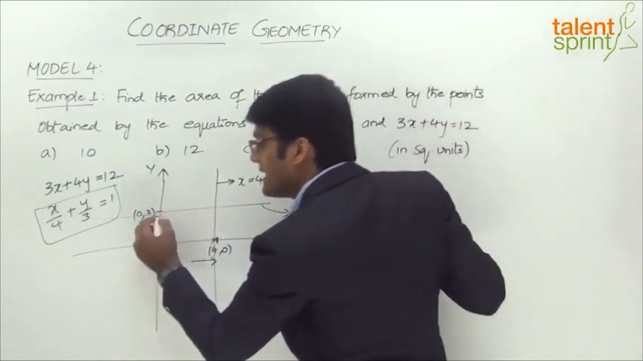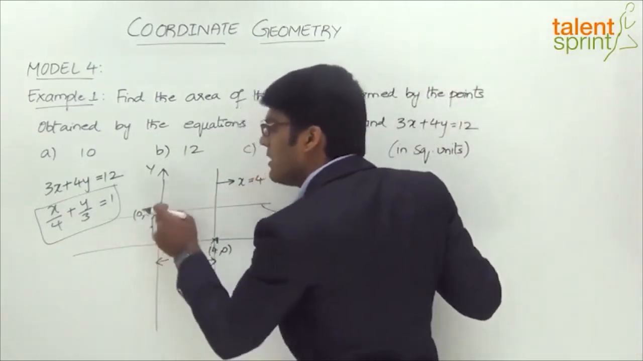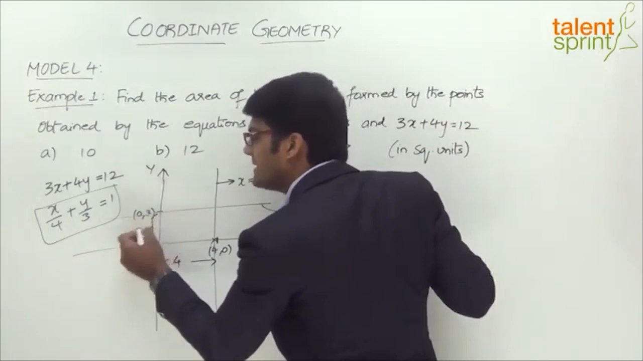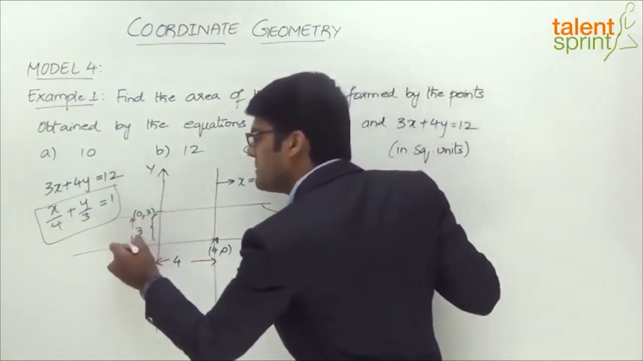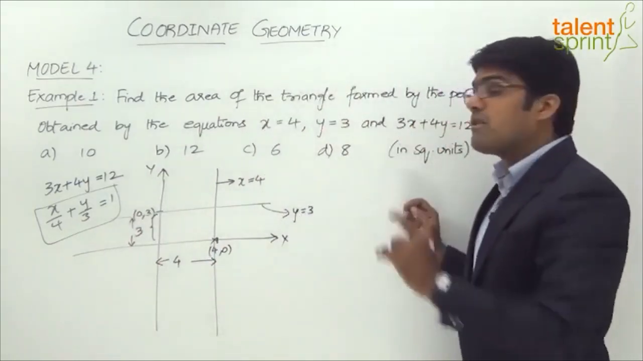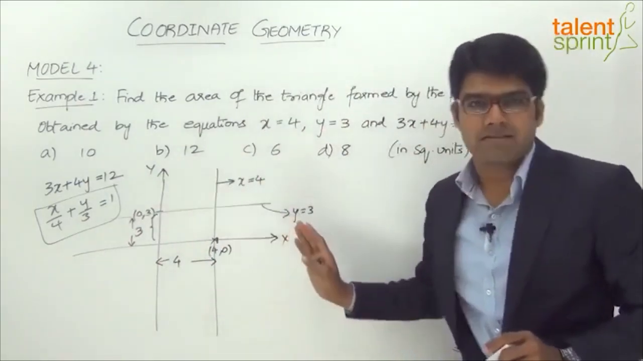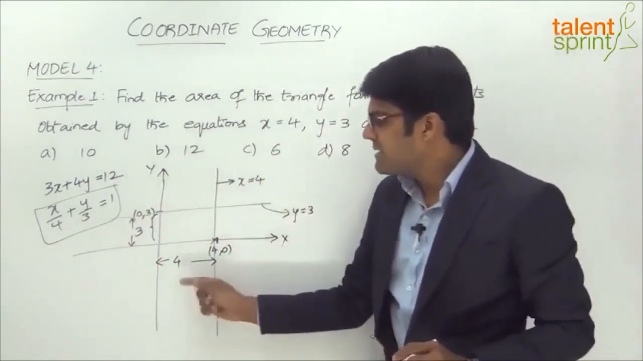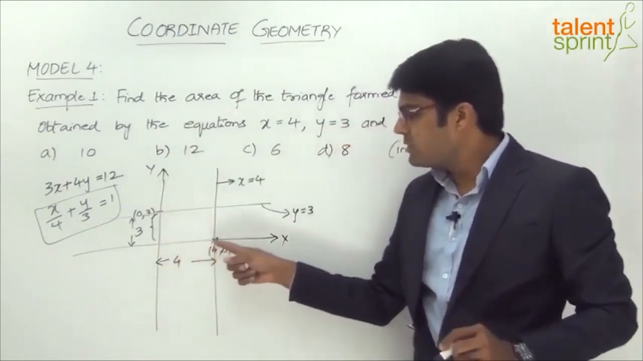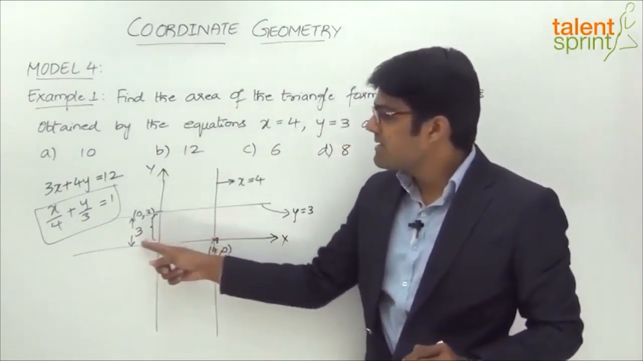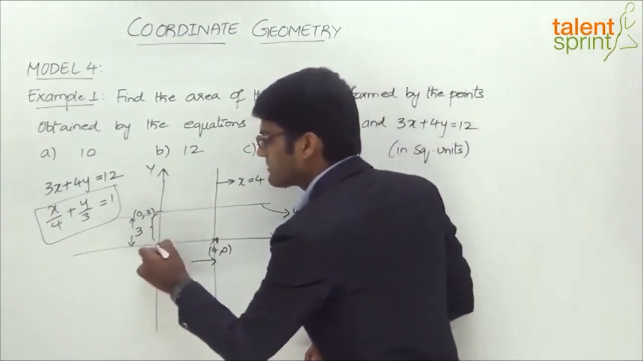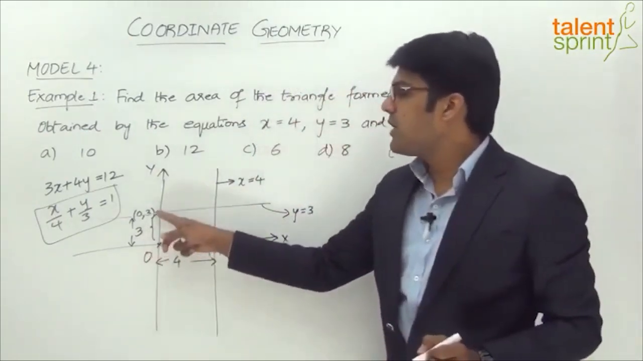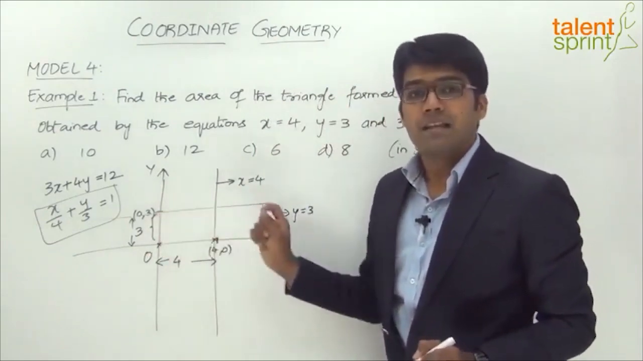And y-intercept is 3. That means the distance from the origin to the point where the line cuts the y-axis is 3. Yes or no? We have already learned this. Intercept is nothing but the distance between the origin and the point of intersection of the line with the coordinate axis. So since x-intercept is 4, the distance from the origin to the point of intersection should be 4. Y-intercept is 3. So the distance from the origin, this is the origin here, to the point where the line cuts has to be 3.